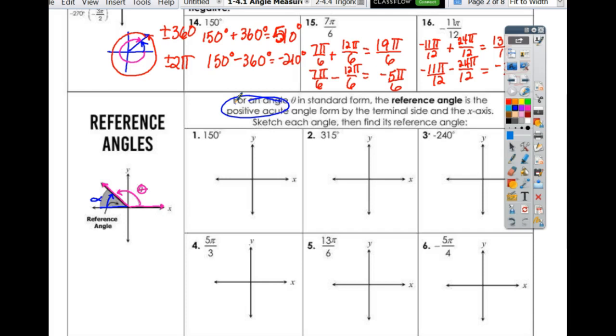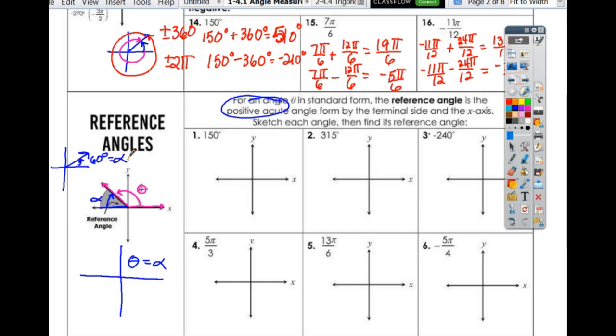Okay, so if theta is in the first quadrant, that is your reference angle. Anything from 0 to 90, that is your reference angle. So if I drew this and said, what is the reference angle? The reference angle is 60. It's in the first quadrant. Anything in the first quadrant is the reference angle. Okay? So theta and the reference angle are the same.